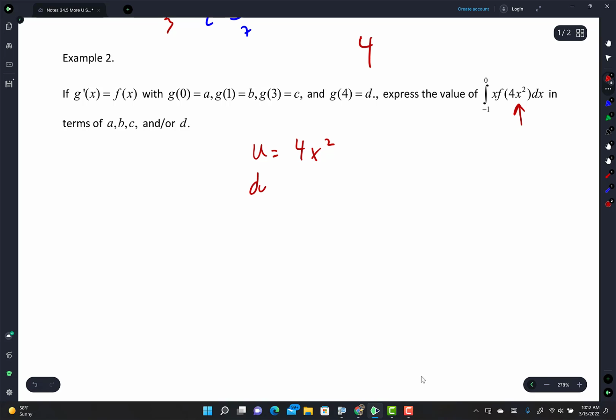4x squared. So du is equal to 8x dx. Cool. So what am I going to insert into this integral? 8, and I put a what on the outside?